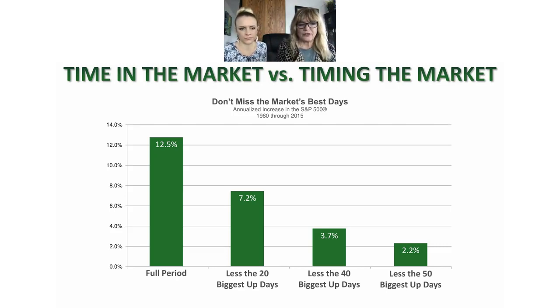This first bar is you're in during the full period. The market, 12.5%. But if you're missing some of the biggest up days, this is taken from 1980 to 2015, some data from the S&P 500. If you miss 10, 20 of the biggest days up, you only get a 7.2%. If you miss 40 of the biggest days up, your average return would only be 3.7, and on and on. So you've got to know what you're in.